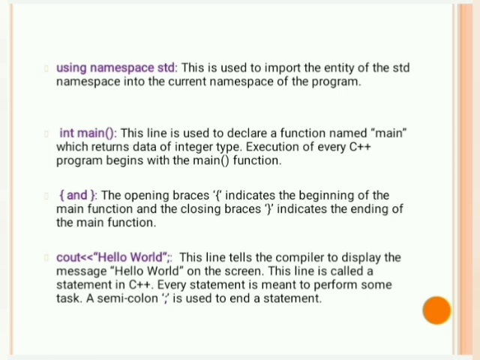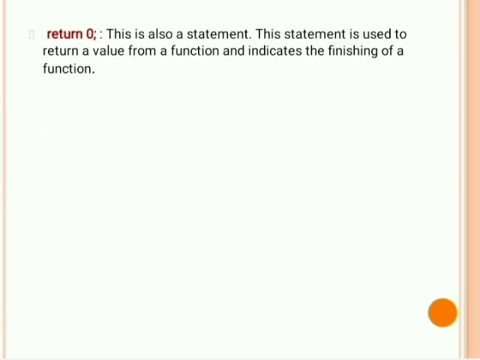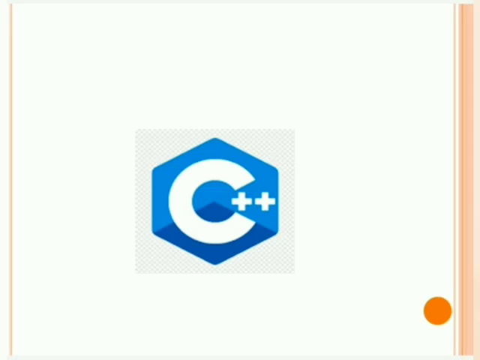And cout tells the compiler to display a message. While return 0 is a statement used to return a value from a function and indicates the finishing of a function.